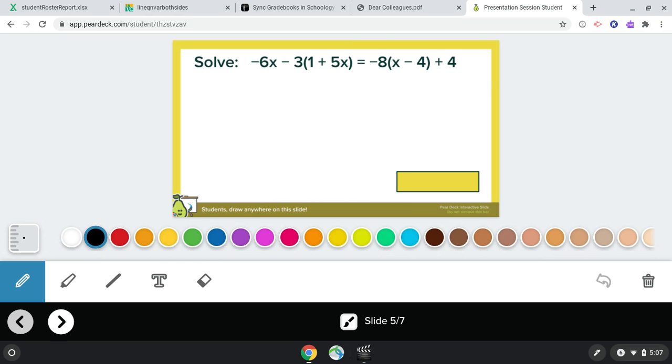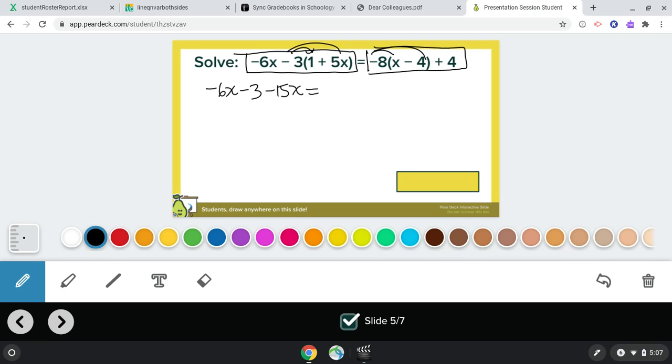Next problem. Over here, take a look at this side. I can distribute this -3, and on this side, I can distribute this -8. So I'll bring down the -6x. Let's distribute this -3. -3 times 1 is -3. -3 times 5 is -15x. And on the other side, distributing -8, I get -8x, and then -8 times -4 is 32.